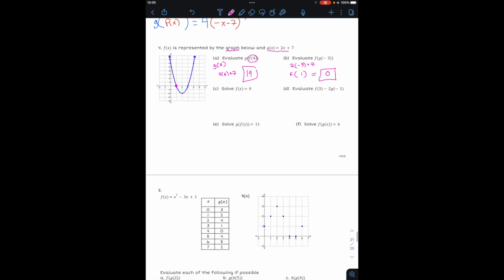Okay. Solve for f of x equals 0. Well, looking at our graph, this is saying when is y, when is our output 0? And that's for these two inputs, x equals 1 or x equals 3.